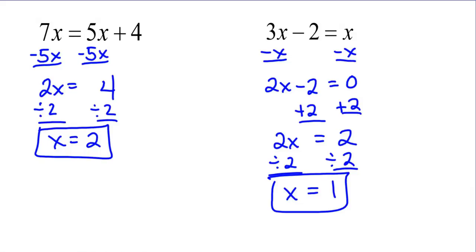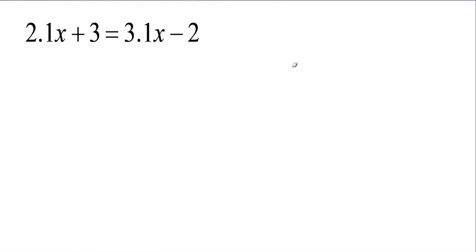So picking on the little guy pretty much makes our life a lot easier, so I would highly recommend using that strategy. Here we have some rational coefficients. We got some decimal values. 2.1x plus 3 equals 3.1x minus 2. The little guy here is the 2.1x, so that's what I'm going to eliminate. Hello, my marker decided to just do something random. Minus 2.1x from both sides.